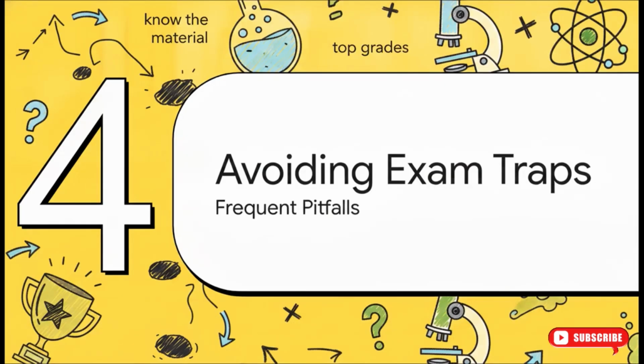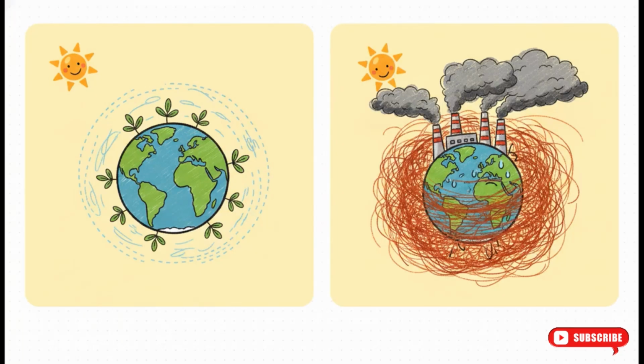Which brings us to our final part. Section 4, Avoiding Common Exam Traps. Now, what's really interesting about this slide is it highlights a major mistake students make when they're under pressure, confusing the greenhouse effect with the enhanced greenhouse effect. There is an absolutely critical difference between the natural baseline and human-induced damage.